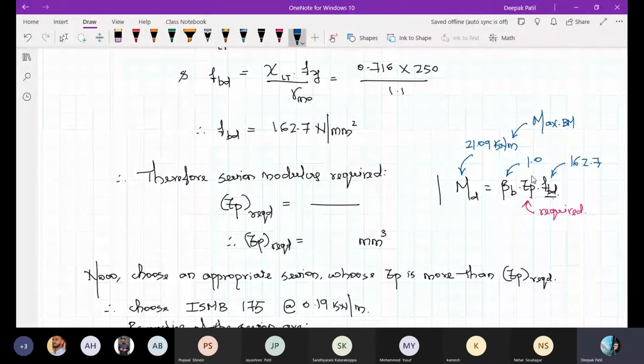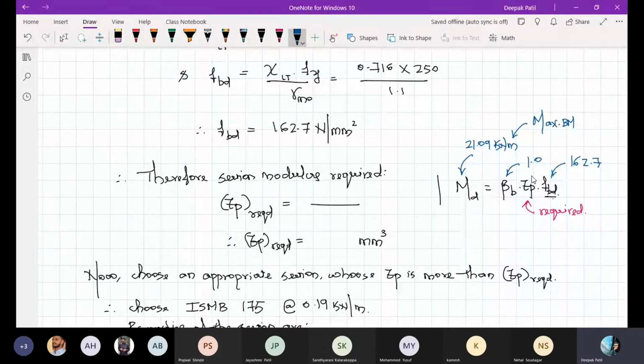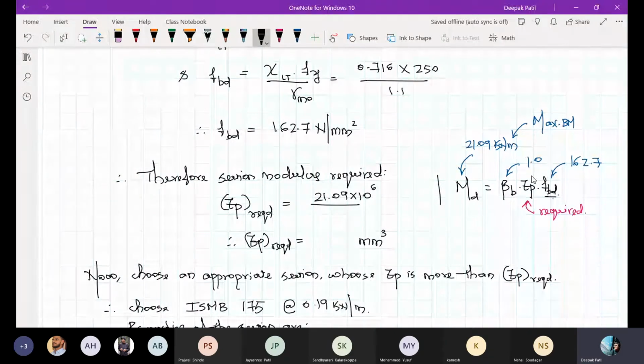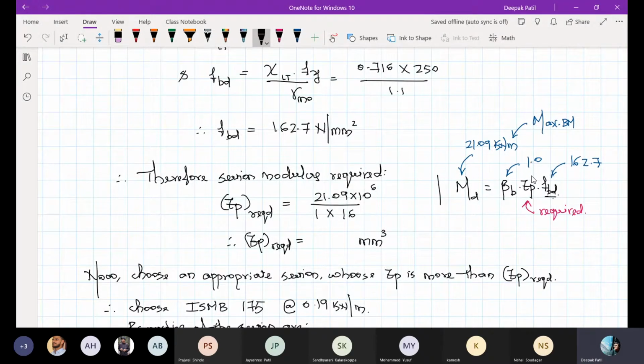Once I substitute all the known values, I will get the Zp required. So Zp required will be equal to, let me just do that, Md is 21.09 and it is in kilonewton meter. Let me convert that into Newton meter, so multiplied by 10 raised to 6, divided by Zp, beta B is 1, multiplied by fbd, which is 162.7. From this, I can get the plastic section modulus required, which will be equal to 129.6 into 10 raised to 3.